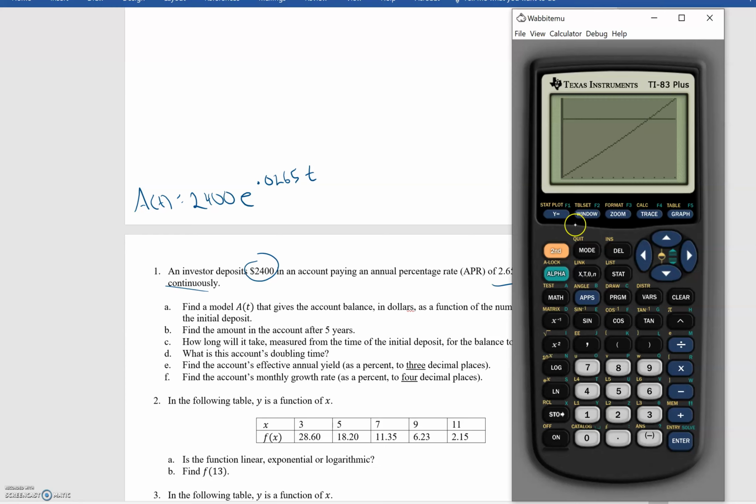Alright, so we have our nice intersection. We'll go to second calc, intersect. First curve, second curve. And now we'll go to our guess. Hit enter a third time. And our intersection is going to be 8.42 years.